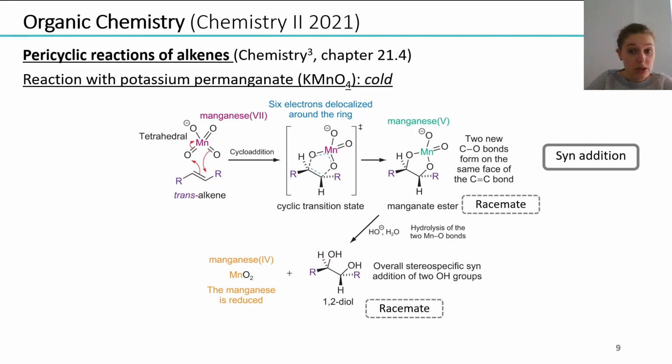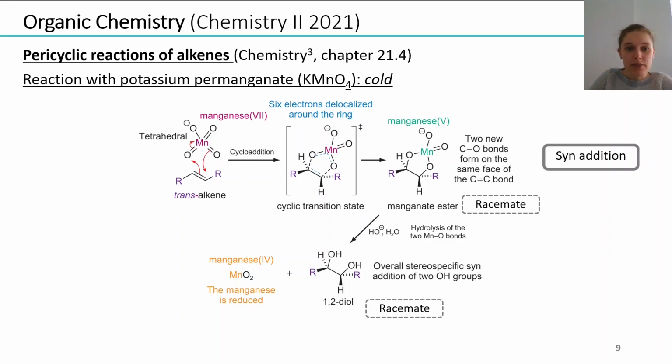And what is now important, this cycloaddition proceeds in one concerted step, and both the manganate ester as well as our final 1,2-diol retain the configuration of the starting alkene. So hence, if we start with a trans alkene, we will produce a trans 1,2-diol. And therefore, this reaction is stereospecific.